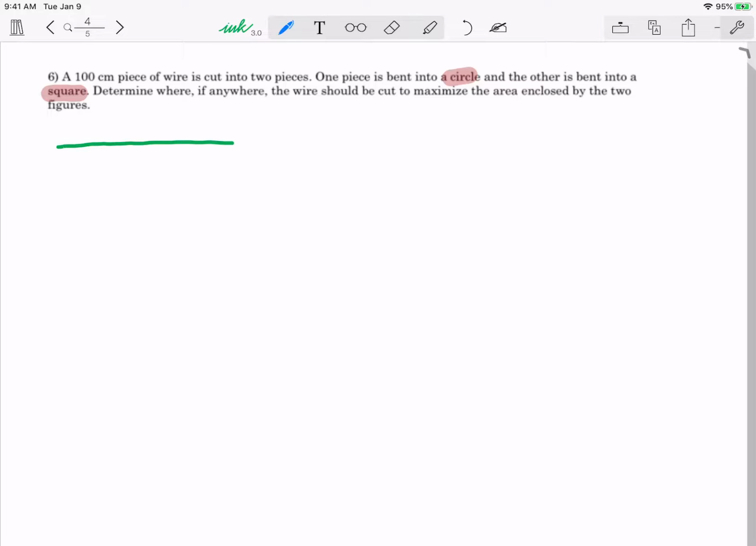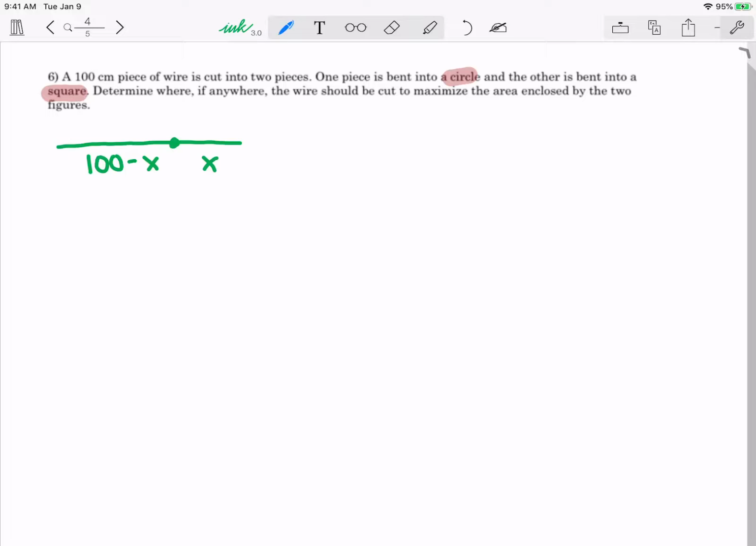So I'm going to start with a piece of wire, and I'm going to cut it here. I don't know where that is, and I could technically swap where the x and the 100 minus x are, but I know the entire length is 100, so I know if I cut something x units long, the other piece will be 100 minus x.